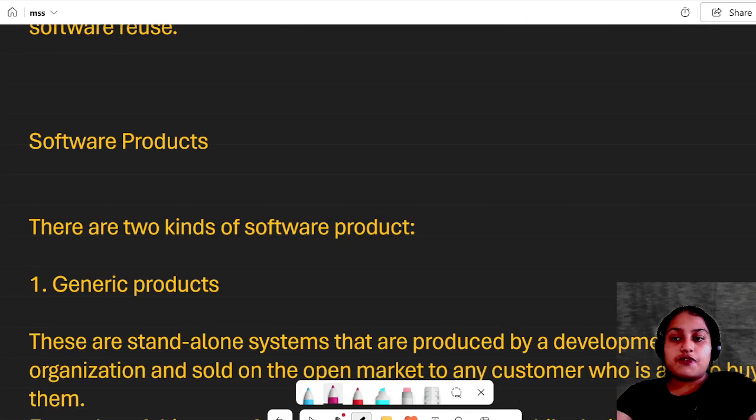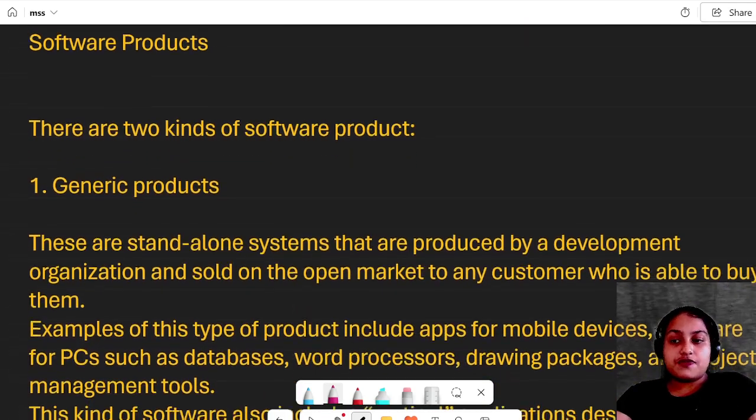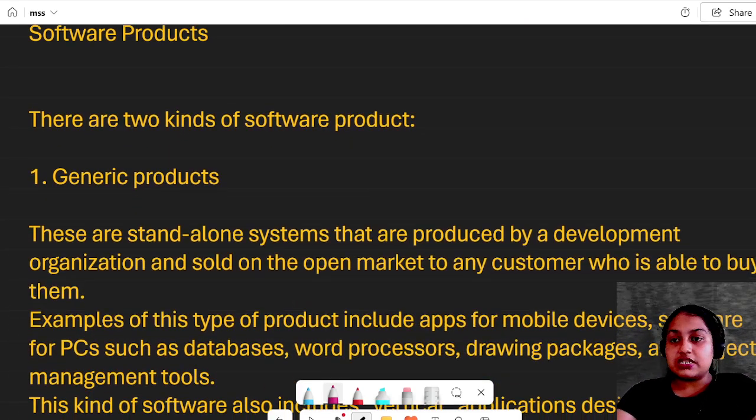Now coming to software products, we have two kinds of software products: generic products and customized or bespoke software products.